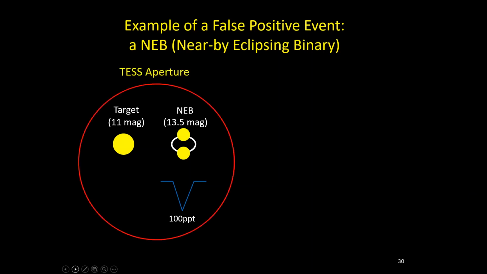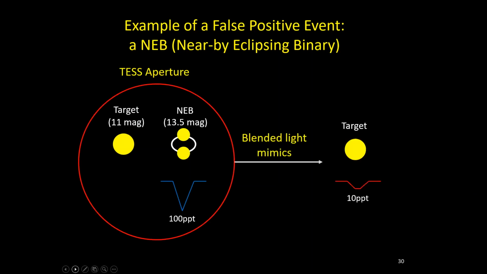If TESS were to look at this, what it would see would be on the right. It would see a target with a 10 parts per thousand depth, which looks very much like an exoplanet. So what TESS is seeing on the right is different from what we on Earth are able to discern, which is the separation between a target and an eclipsing binary with a very sharp V-shaped curve.